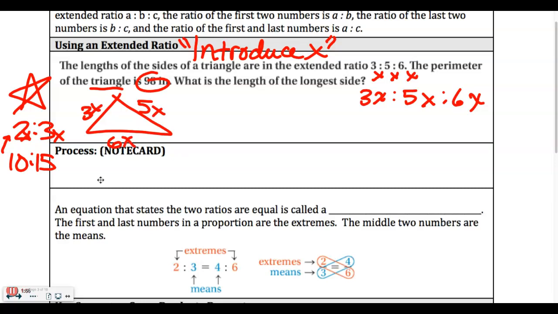So perimeter means distance around, so we're just going to add those up and set it equal to, I crossed that out, what is it? 98, all right? And for those of you who already took the notes, I know you know how to solve that, so I'm not going to finish it. But I just want to make sure you know that you're to introduce X. So on a note card, I would make sure we'll start the note card later.